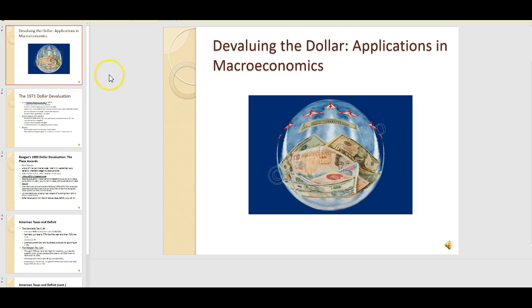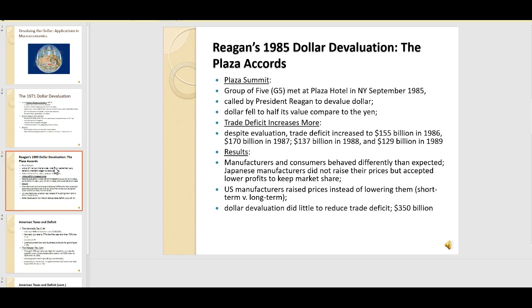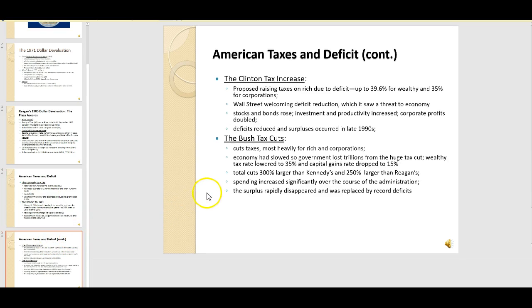Then you're going to get into the devaluing of the dollar, and this is the meat and potatoes for this week's lecture. You're going to get into the 71 devaluation and Reagan's dollar devaluation, his Plaza Accords, and you'll want to do a little background research into this, because one of your assignments is going to follow this topic. American taxes and deficit rather, and that continues on. This is just a short 5-slide PowerPoint for you.